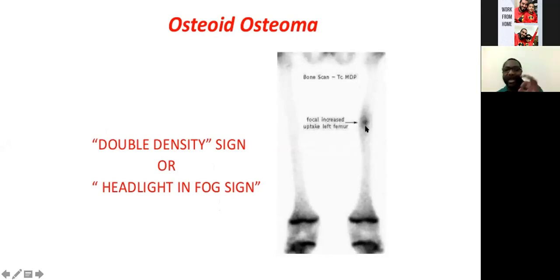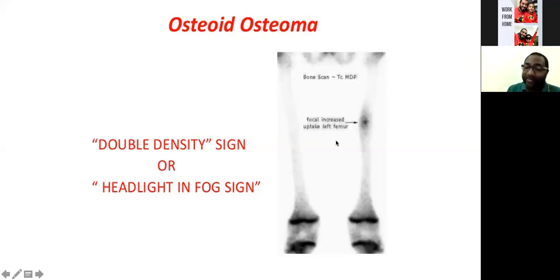Double density because the center of it, which is the center of the nidus, if you remember, you can also see the nidus on the plain x-rays or on CT. The central area of the nidus is highly vascular, and there's a lot of osteoblastic activity. And then the surrounding area will also have a mild uptake, so you have a double density sign. This is very pathognomonic of patients with osteoid osteoma.